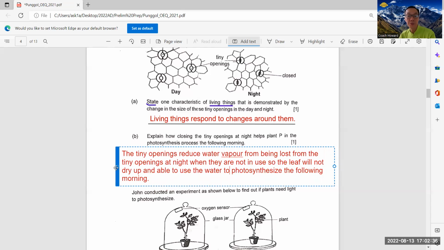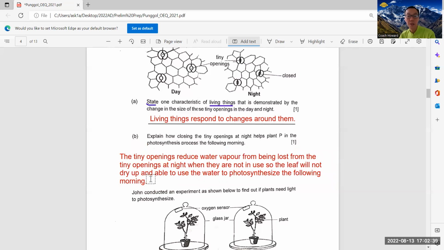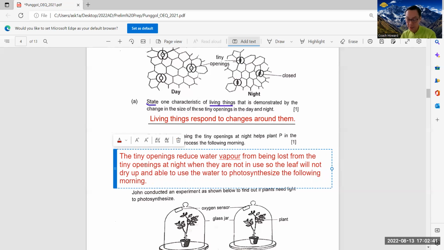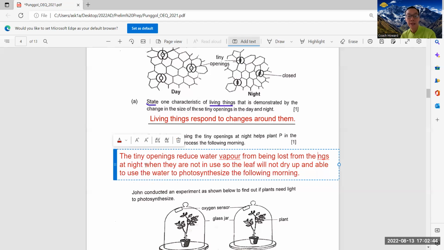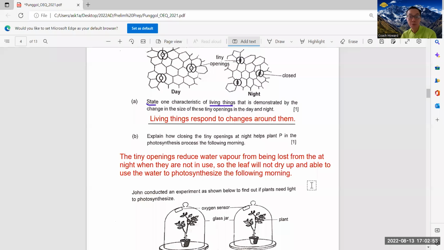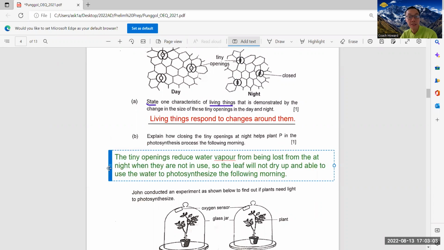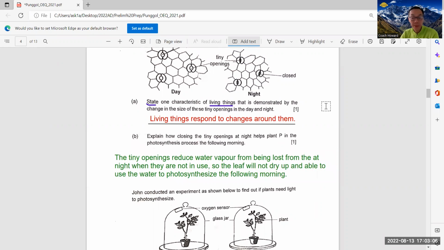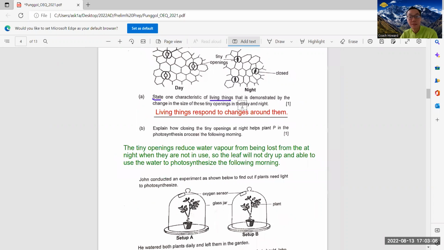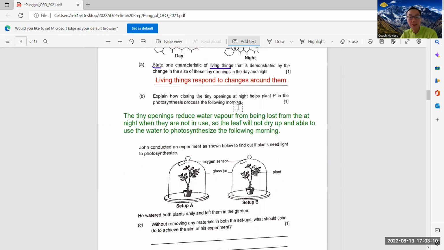Okay? The tiny openings reduce water vapor from being lost at night, when they are not used, comma. So the leaf will not dry out and is able to use the water to photosynthesize the following morning. So take note of this part. Photosynthesis. Let's give it a green color. Okay, next experiment.